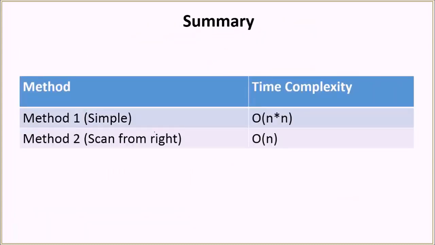So in summary, we discussed two methods. The first one was a simple method where we were running two loops and its time complexity was thus order of n square. But if we scan from the right side, the time complexity reduces to order of n, which is really good.